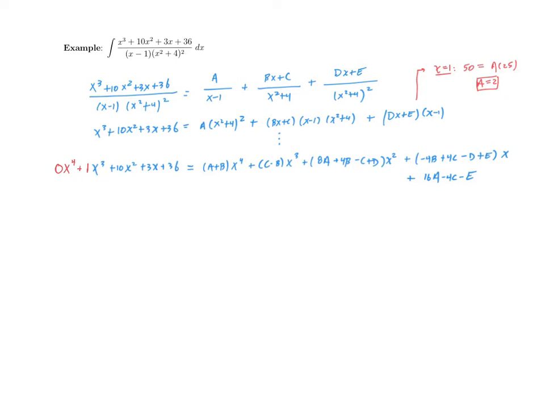Now, equating our terms, we can see that the coefficient of x to the fourth on the right has to equal the coefficient of x to the fourth on the left. That is, a plus b is equal to 0. And because we already know the value of a is 2, we immediately also know the value of b. It is minus 2. And this is the point where we clearly see how helpful it is that we had determined a immediately. Now moving on to the coefficients of x cubed. C minus b is equal to 1.